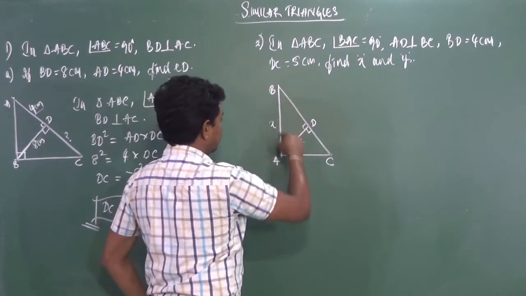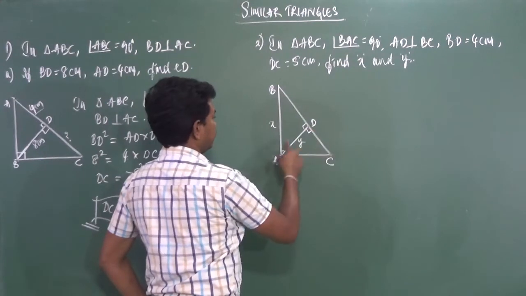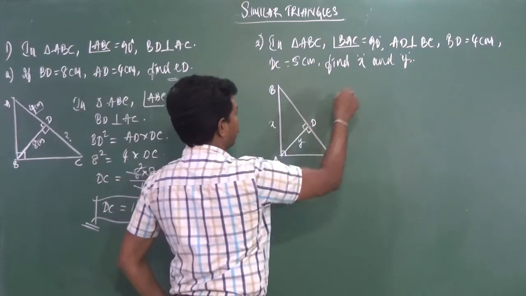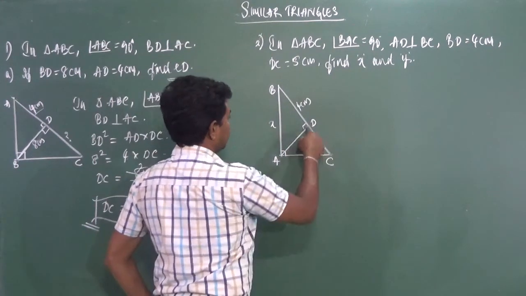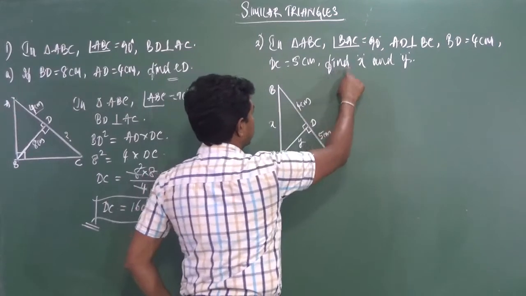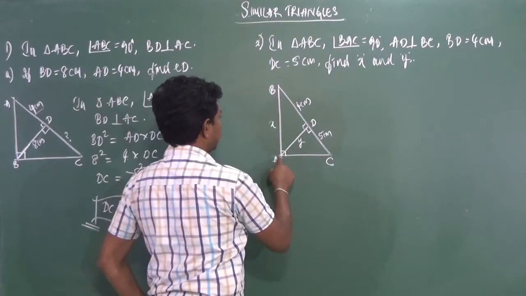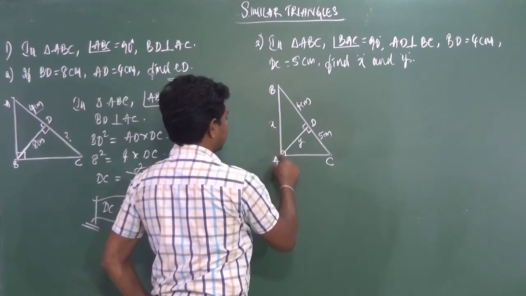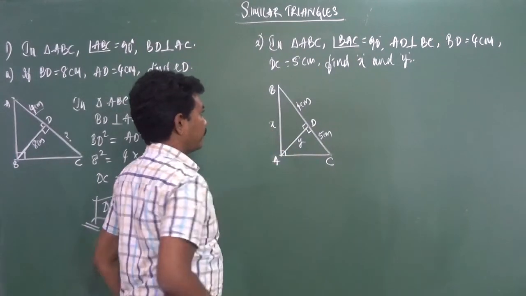In triangle ABC, angle BAC is equal to 90 degrees, AD is perpendicular to BC, and BD is equal to 4 centimeters. It is given that BD is equal to 4 centimeters and DC is equal to 5 centimeters. Then find X and Y. X is represented by AB, and AD is represented by Y. So I have to find the value of X and Y.